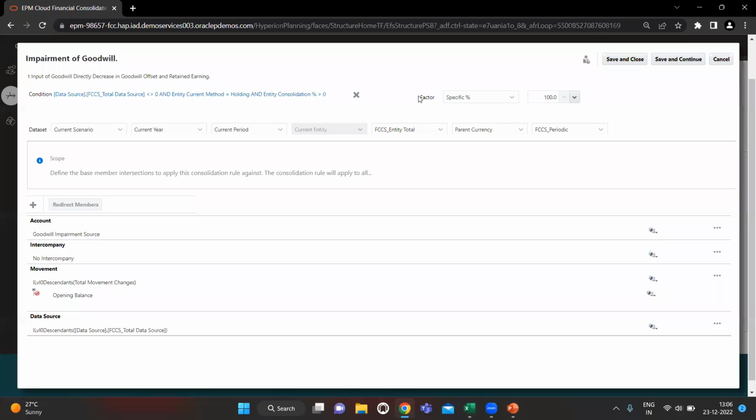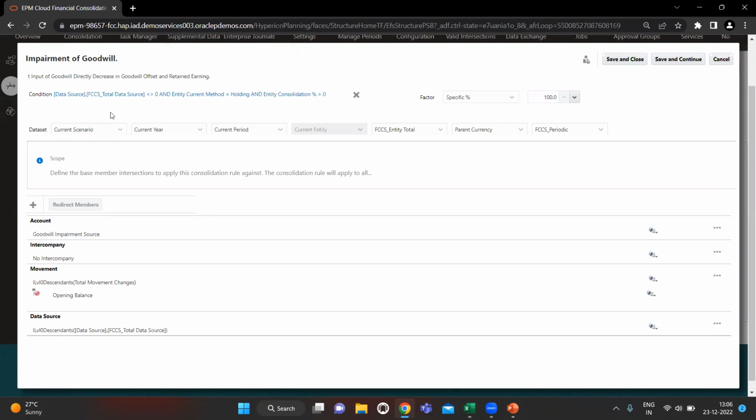And then we move on to factor, and in factor I have chosen the specific as the percentage, and took 100%, because I want to eliminate the 100% impairment. And let's move on to the data set.